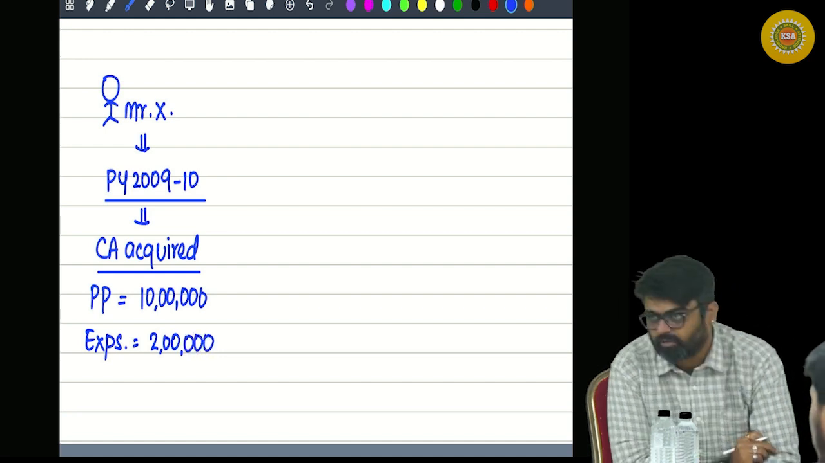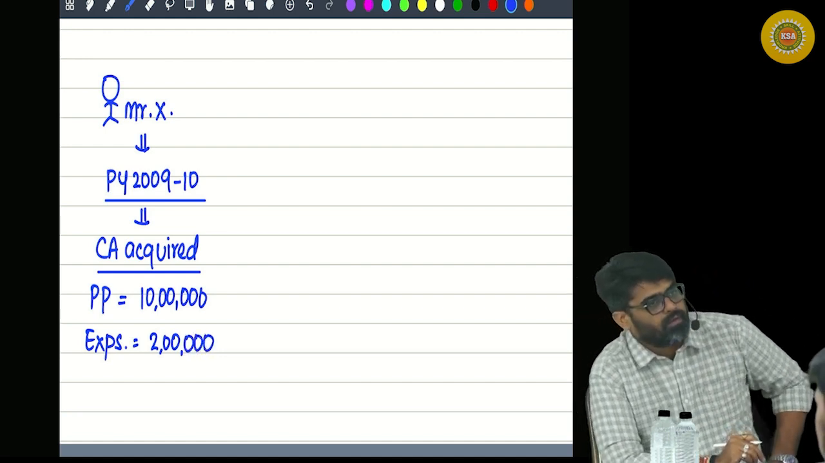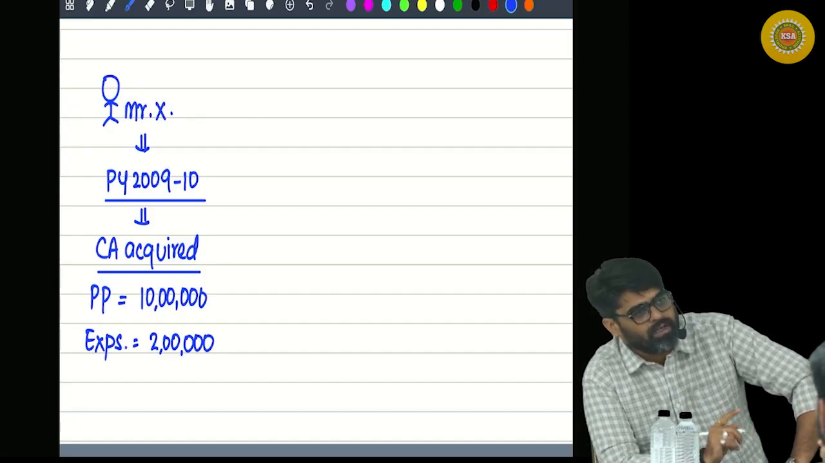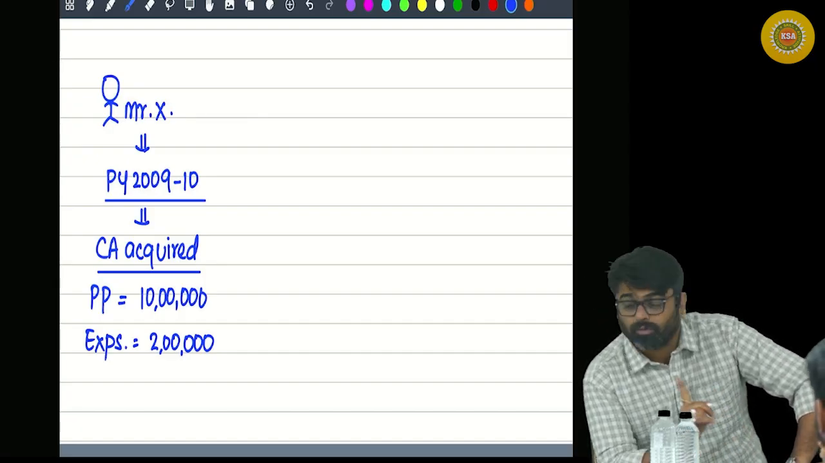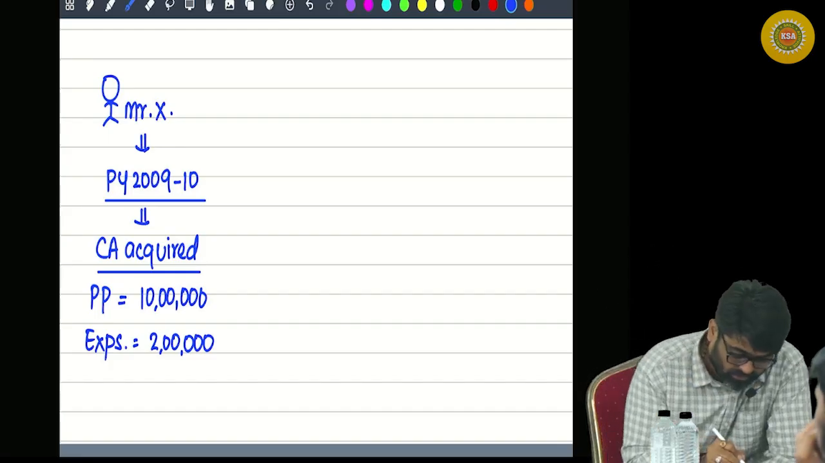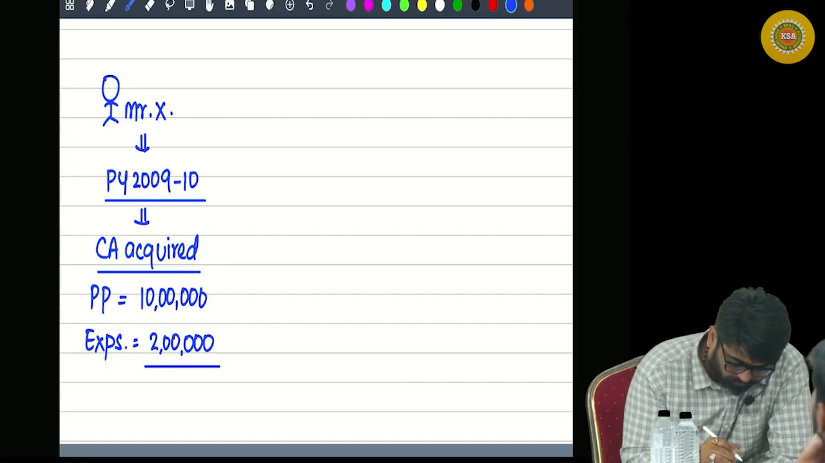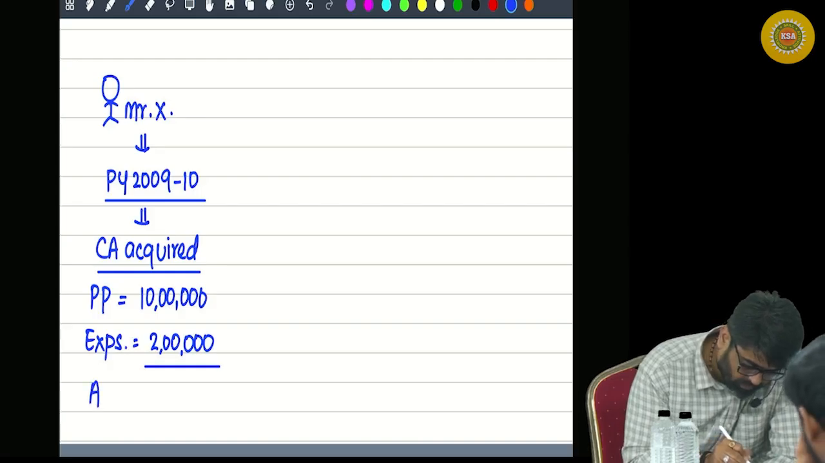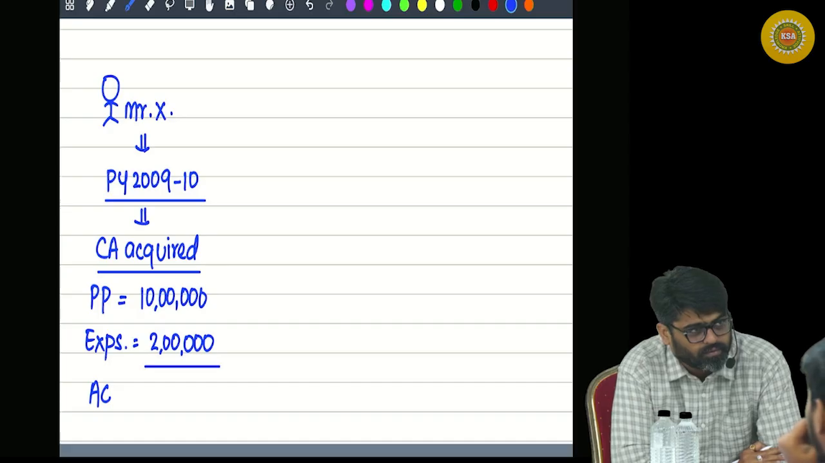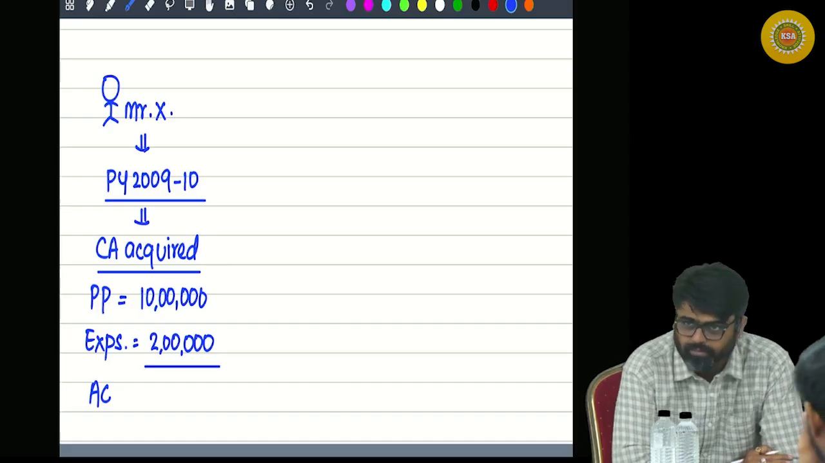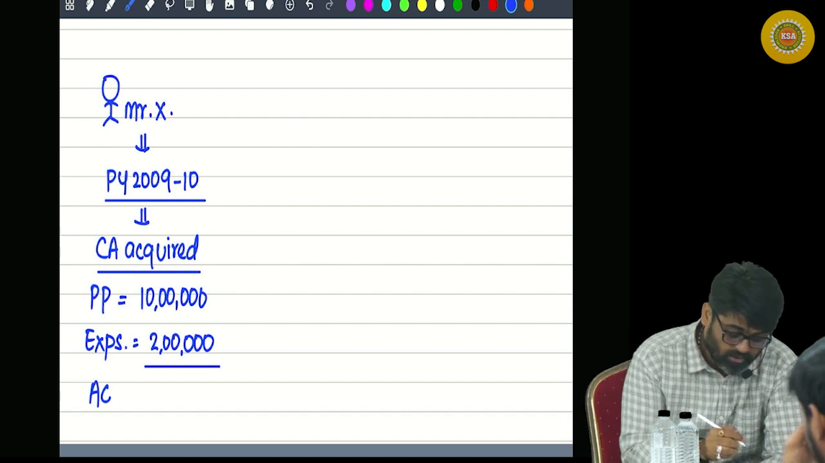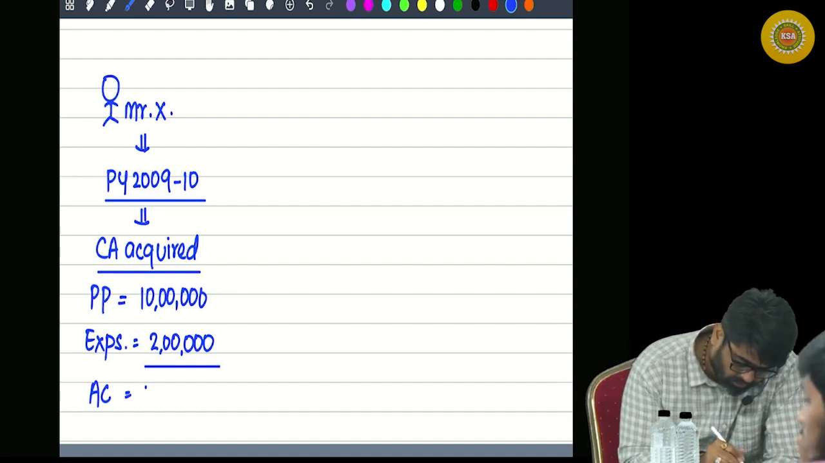Now what will Mr. X say? What is the cost of his asset to him? Only 10 lakh or 12 lakhs? So purchase price plus purchase related expense will give you the actual cost of the capital asset at the time when it was acquired. What was the actual cost? 12 lakhs.